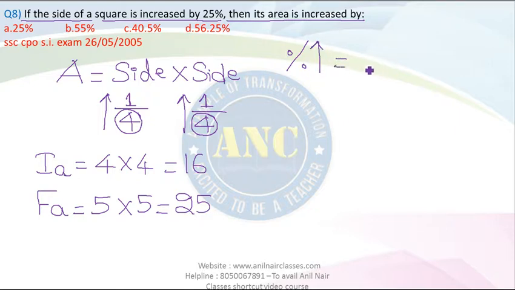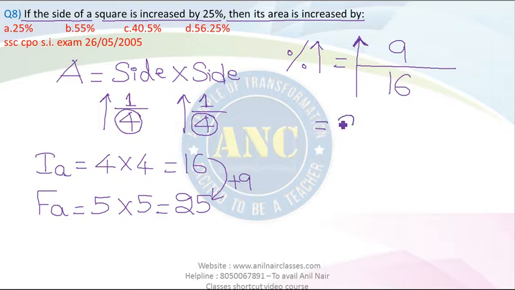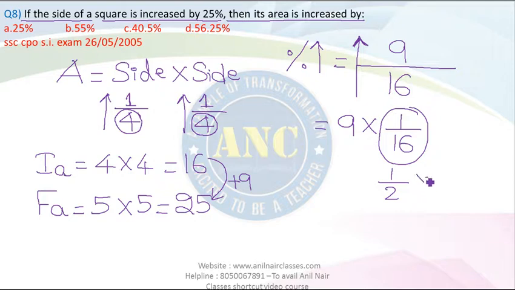That means initially it was 16. Put it in the denominator. Now 16 is becoming 25. That means from 16 there is an increase of how much? There is an increase of 9. 9 by 16 you should convert back to percentage, right? 9 by 16 can also be written as 9 into 1 by 16. Now 1 by 16 is nothing but 1 by 2 into 1 by 8, right? 1 by 2 into 1 by 8 is nothing but 1 by 16.